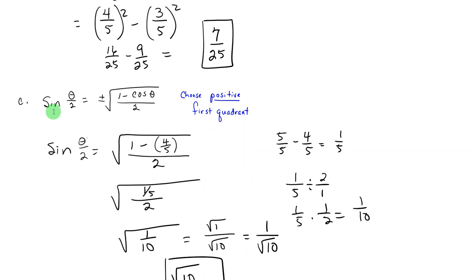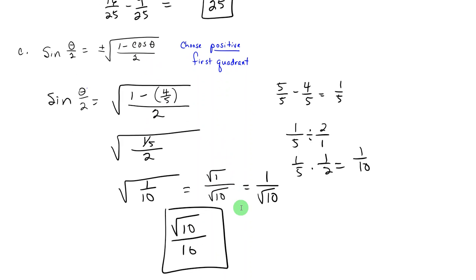Those are fairly easy. Sine of theta over 2. It's plus or minus the square root of 1 minus cosine theta over 2. Well, you're going to choose the positive one because you know you're in the first quadrant and everything's positive there. So it's 1 minus 4/5, because I'm plugging in cosine, over 2. The rest of this is algebraic. 1 minus 4/5 is 1/5, because that's 5/5. So I have 1/5 over 2. Then I make that 1 over 10.